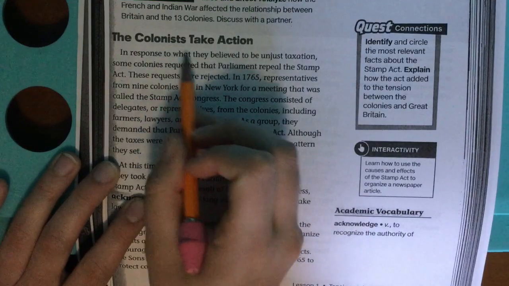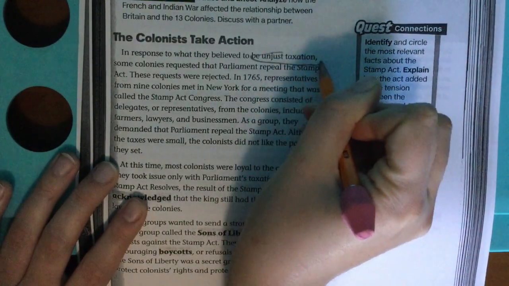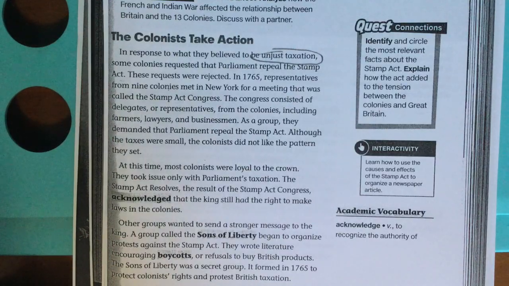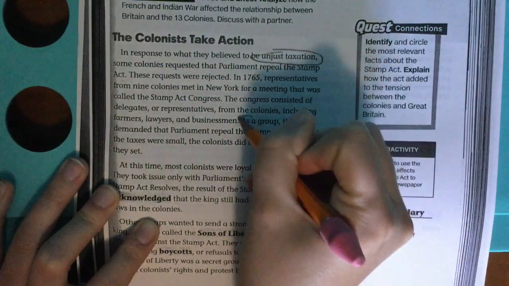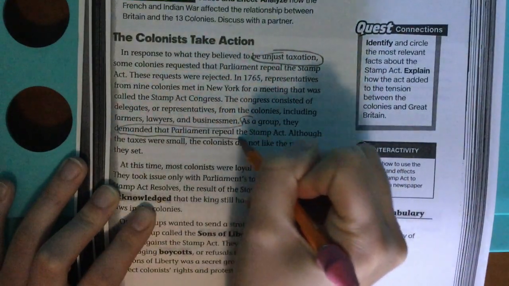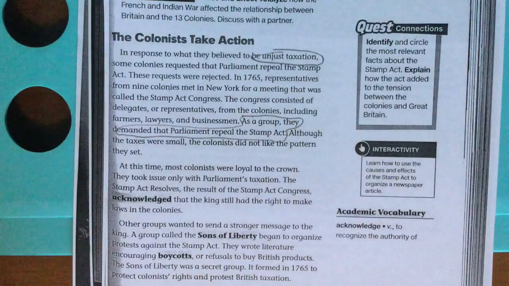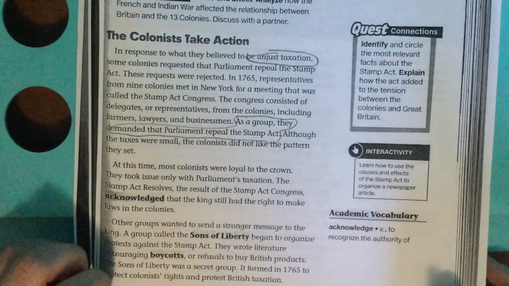Okay, why did the colonists have to take action? Because they believed this to be unjust taxation, meaning basically that it wasn't fair. Okay? They didn't think that the king should be able to do that. So, how did they act? And what did they do afterwards? Well, they demanded, right here, first paragraph, they demanded that Parliament repeal the Stamp Act. Repealing means to kind of shut down or stop or overturn it and make it into something that's a little bit more fair. Okay? So let's see what else they do.